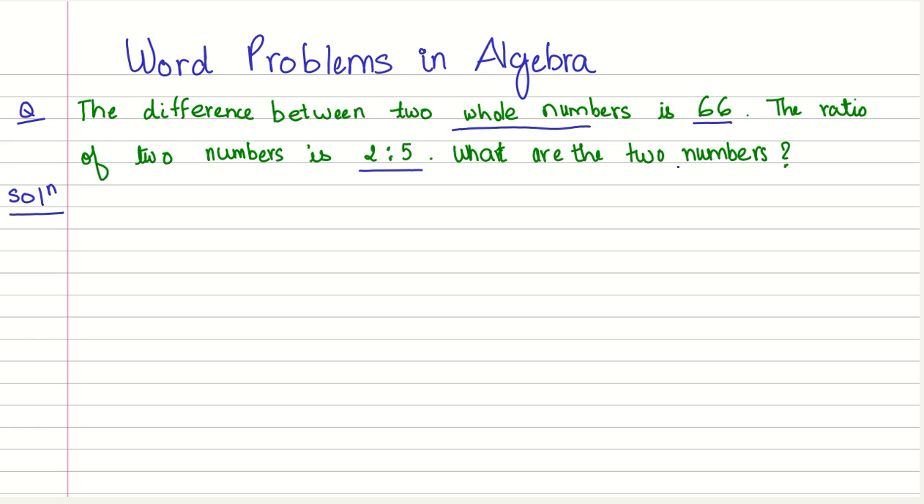Now, the first thing we need to know is what is required, and the question straight away asks that we need to find out the two numbers, but then there are two unknowns. We would like to see what the relationship between the two numbers is, and we are given that the ratio of the two numbers is 2:5. This gives us the relationship between the two numbers.